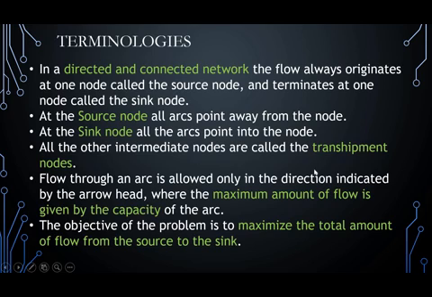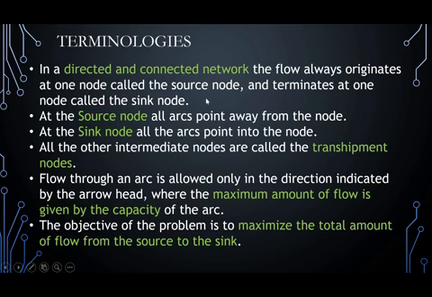So what is this problem all about? Before going into what the problem is and what we are trying to solve, we will try to understand the background of the problem. For this particular problem to be solved, we require a directed and connected network. In a directed and connected network, the flow always originates at one node called the source node and terminates at another node called the sink node.